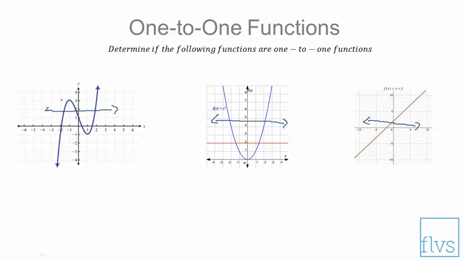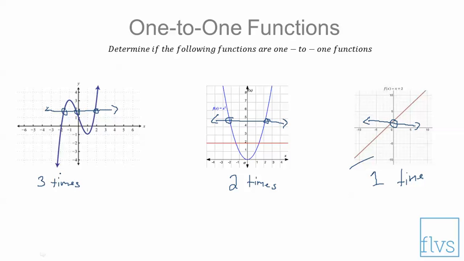Notice this first one, it crosses 1, 2, 3 times. The 3 times it crossed. On this one, we got 2 times. And on this one, we've got just the one time, okay? The rules for the horizontal are the same as the vertical. If it passes more than once, then no, it's not a one-to-one function.